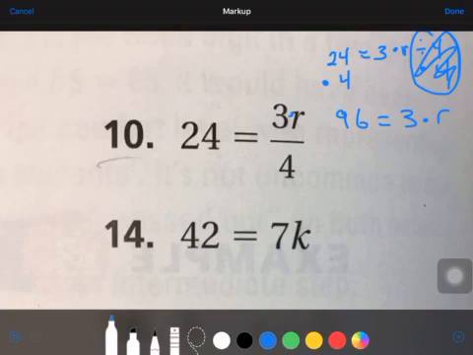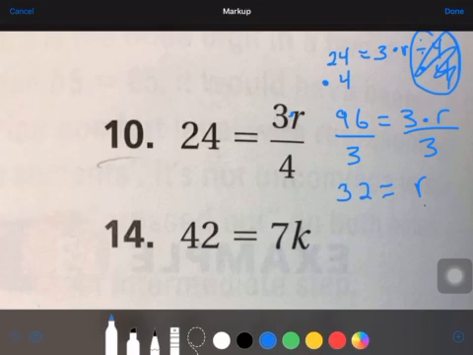Okay. Let me just double check that. 480, 16 to 96. All right, so now to get rid of the r times 3, I'm going to divide by 3. I'm going to divide both sides by 3. So now I'm left with r equals, let's see, 32.